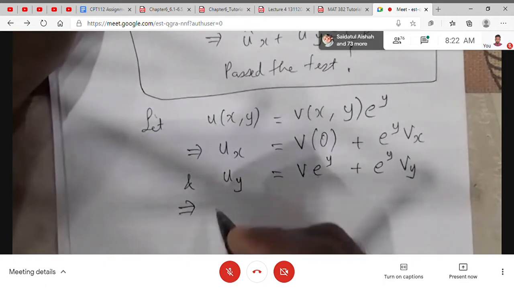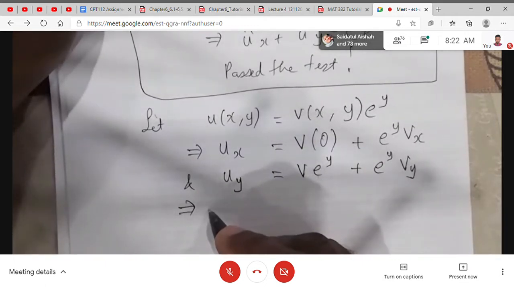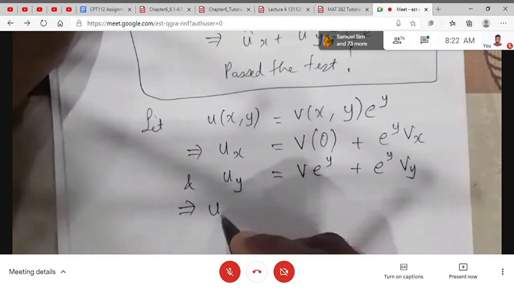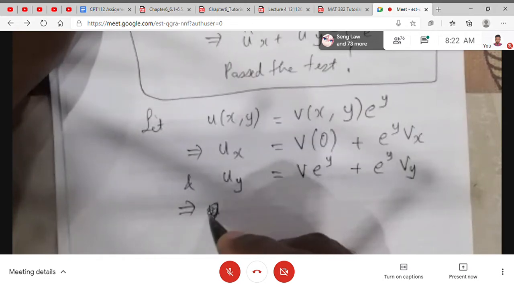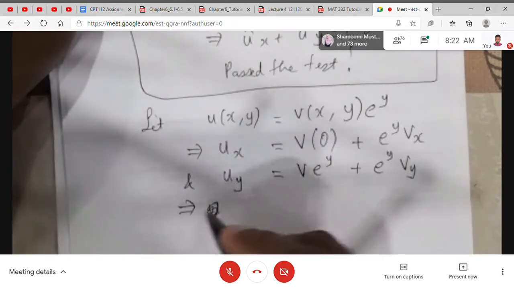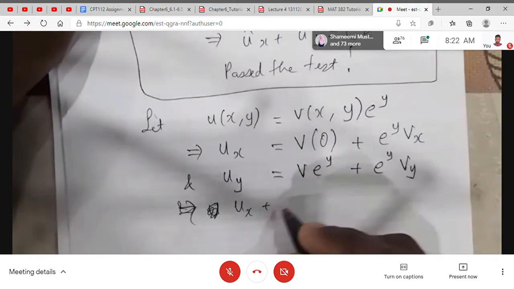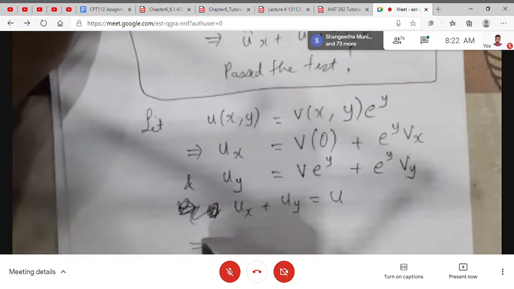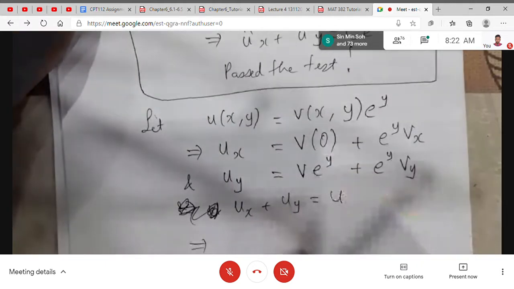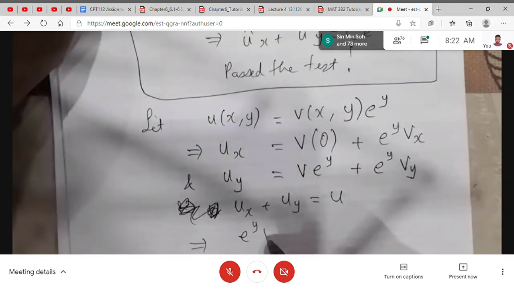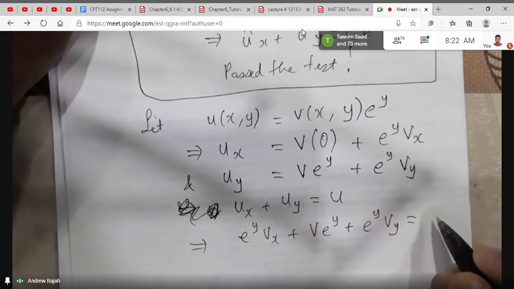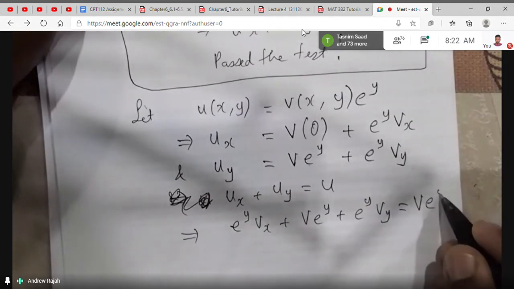This implies you have to use the original equation. u_x plus u_y equals u. Implies this is 0. So e^y v_x plus v e^y plus e^y v_y equals v e^y.